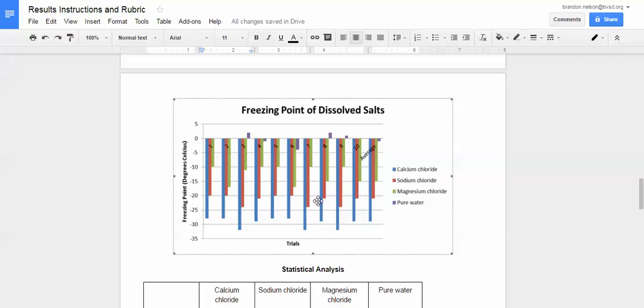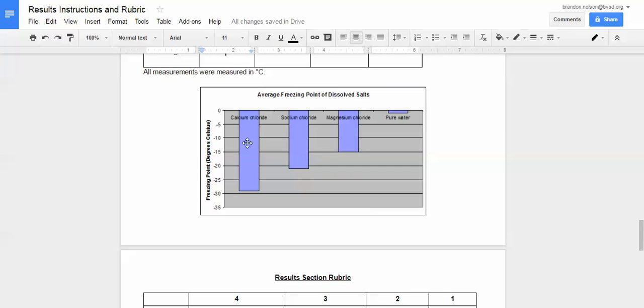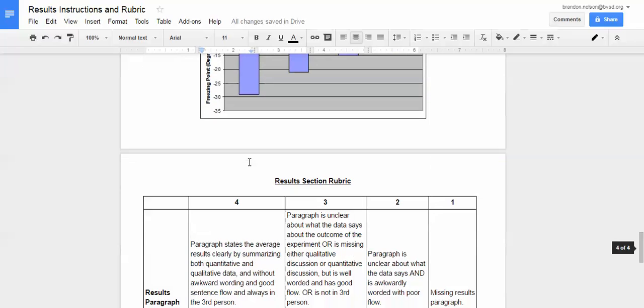But I've got my trials data table right here. I've got everything labeled. I've got both axes, both my y-axis and my x-axis, labeled, and I've got a title on the top. And then my second graph is for all of my statistics. My averages. I've got all my groups and the labels. Everything's good to go in this graph as well.